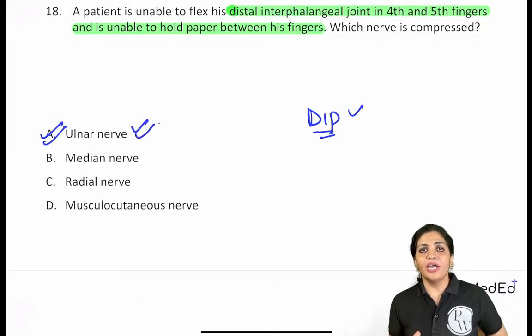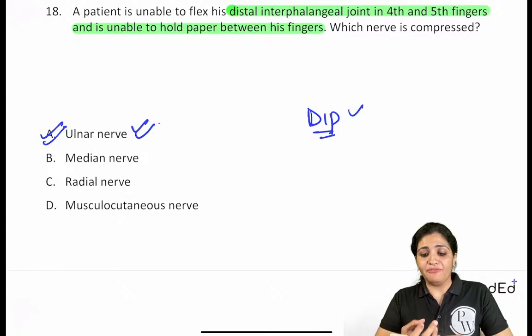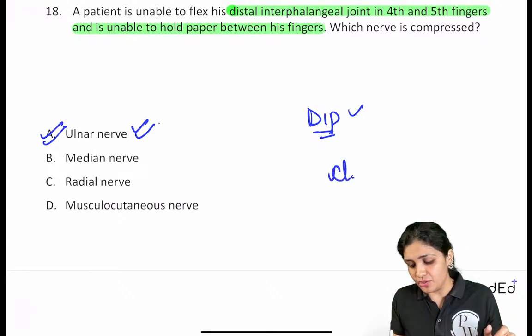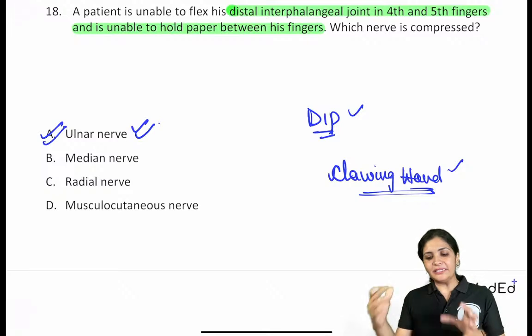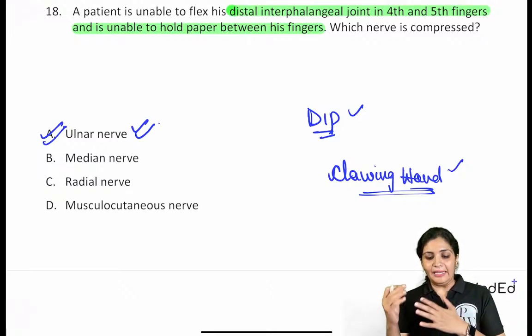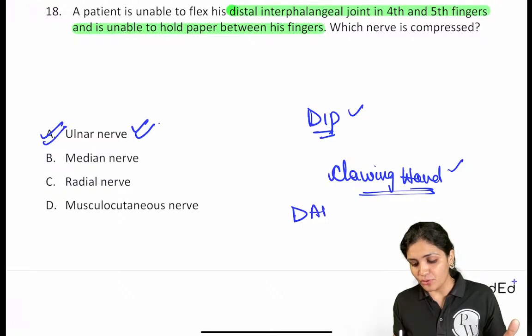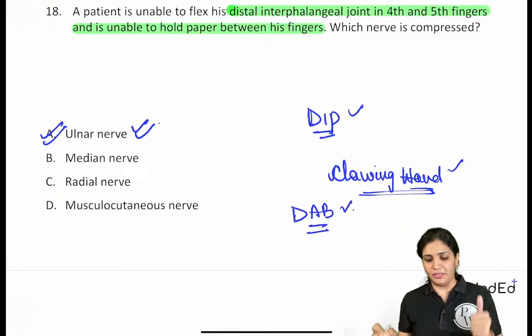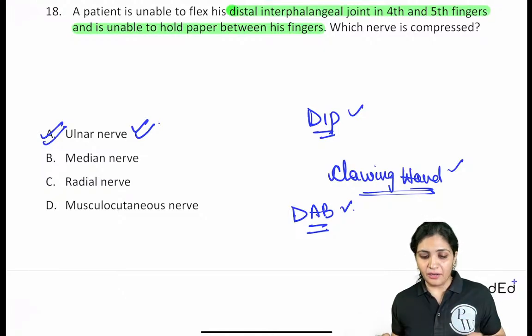In ulnar nerve damage, you find that the MCPs are extended and the IPs are flexed. So there is a clawing, which is usually seen in ulnar nerve damage, right? He is typically telling us about the clawing, and now he is unable to hold the paper in between his fingers, that is your DAB. So no abduction is possible. So here the nerve which is compressed is your ulnar nerve, right?